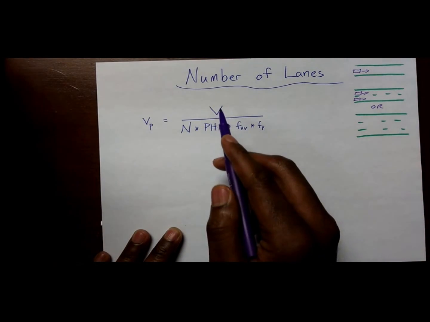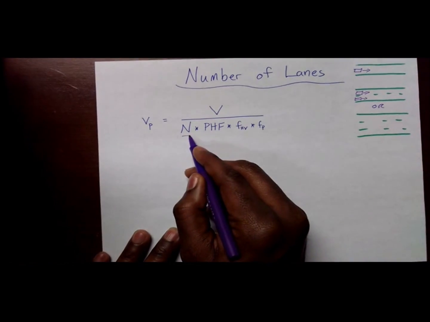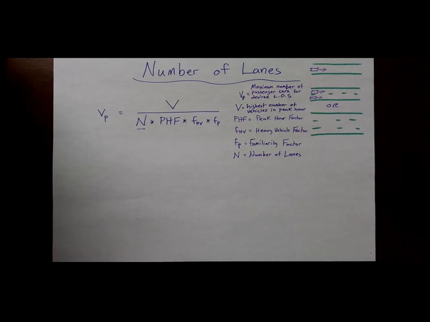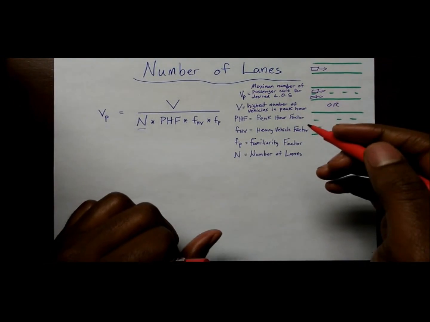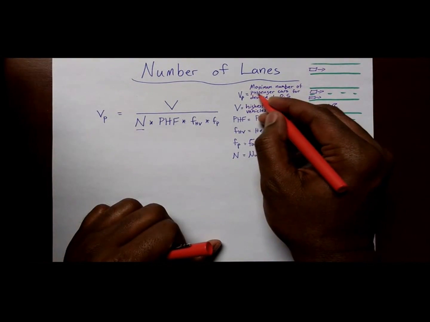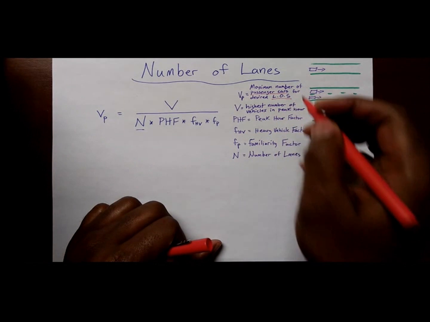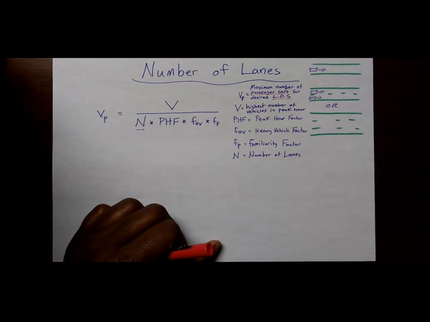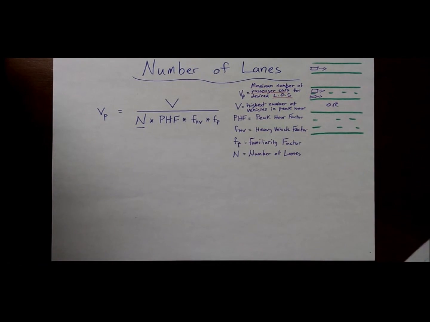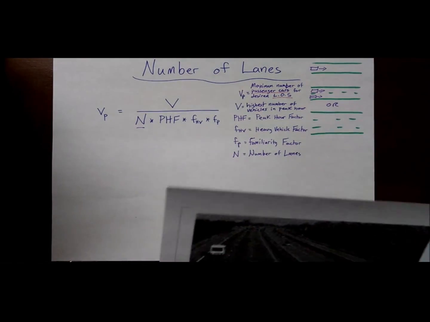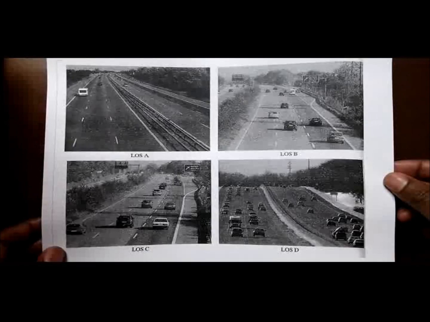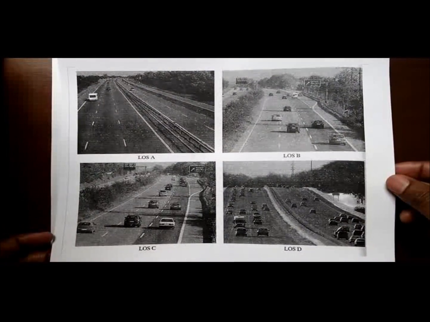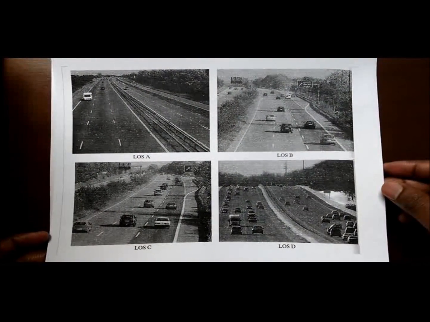We'll go over what each one of these variables means, but this one right here is the number of lanes. And so here is what each one of those variables means. Maximum number of passenger cars for a desired level of service right here. And just so you know what level of service means, it is a way of representing the flow of vehicles, and it's a way we kind of grade the traffic flow and operations.